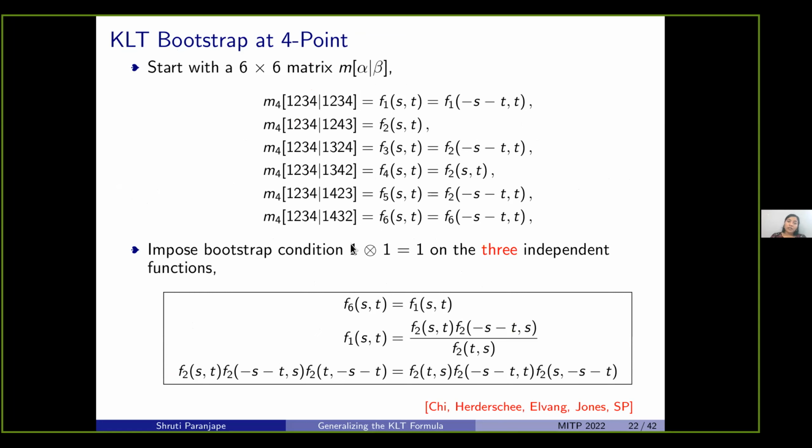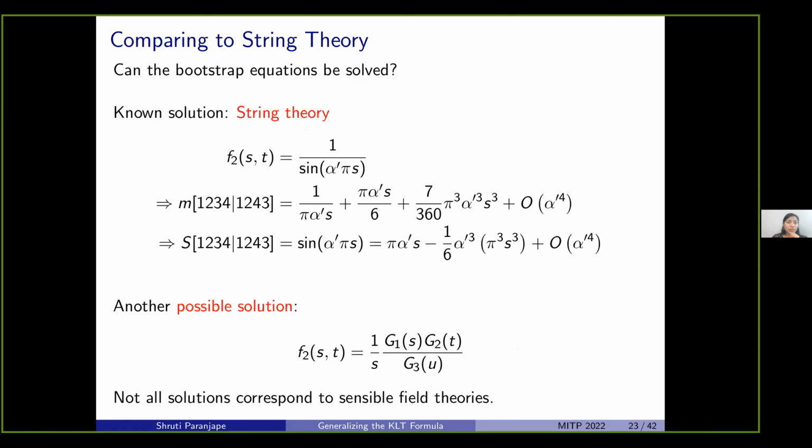Now, applying the KLT bootstrap equations on these three independent functions, we find that they are not independent. So F6 and F1 are both determined in terms of F2, and F2 has to satisfy a self-consistency condition. So what kinds of stuff actually satisfies such a condition? Well, we know one example, which is string theory. So the string theory KLT has to satisfy those consistency conditions.